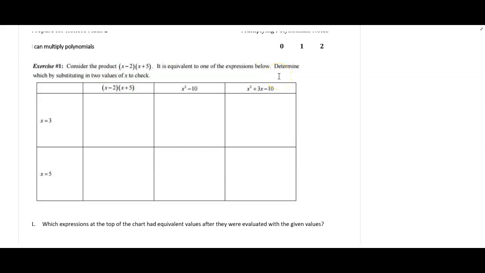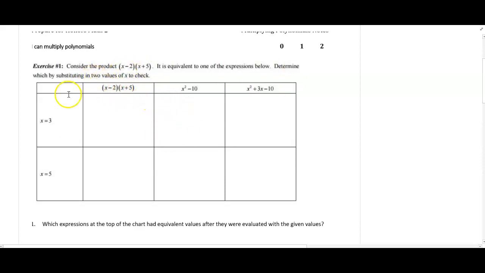So now we move on to multiplying polynomials. Okay, we're going to start with a little exercise here. It says, consider the product x minus 2 times x plus 5. It is equivalent to one of the expressions below.